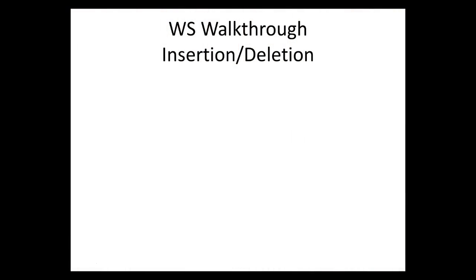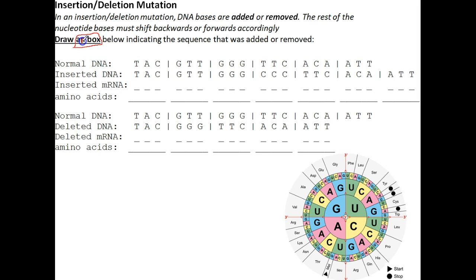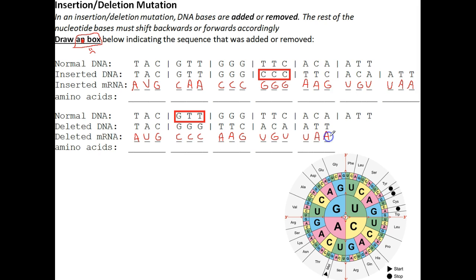Let's try our examples. Alright, now I'm going to go through an insertion and deletion. Sorry about my bad spelling there. Draw a box around any bases that have been added. In this case, I've added those ones and removed those ones here. So I'm going to transcribe those into mRNA, same as before. I have to add in that additional one here. Here I don't have to account for that one because that was deleted.